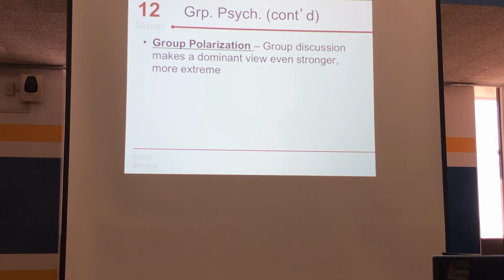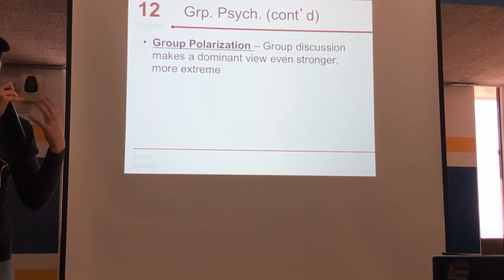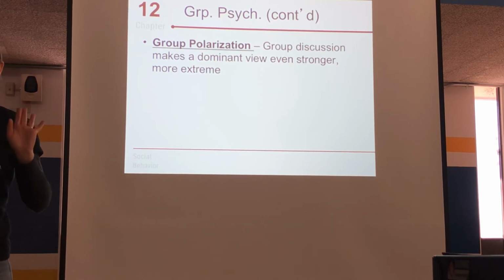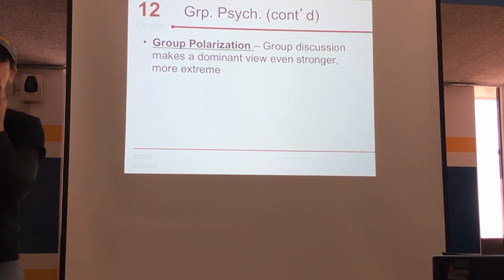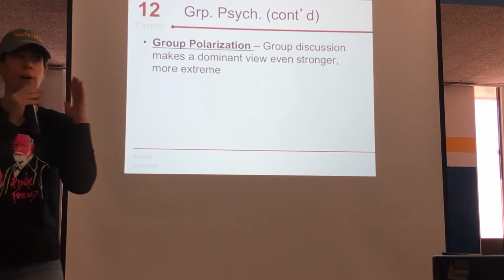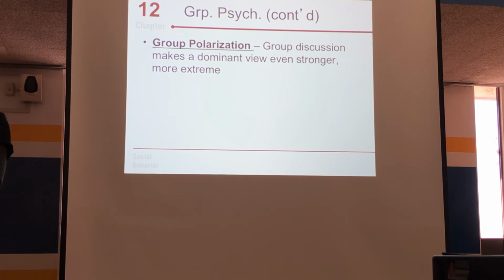Group polarization, what's the key word in here? Polar. So you have opposite extreme views. So this is when a group already has kind of a dominant view. So for example, a jury, they go into deliberation feeling the person's guilty. And then after talking, what happens to their view? It becomes stronger. It becomes even more polarized is the idea. So if they're already leaning toward guilty, by the end they say, definitely guilty. Right? If they're leaning toward not guilty, by the end of it, they say? Not guilty. He's definitely not guilty. Yes?